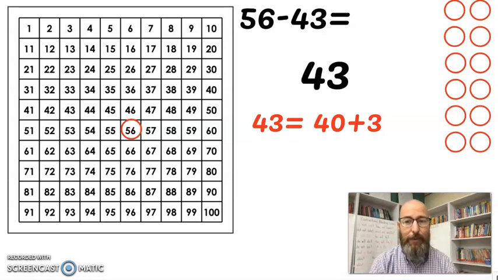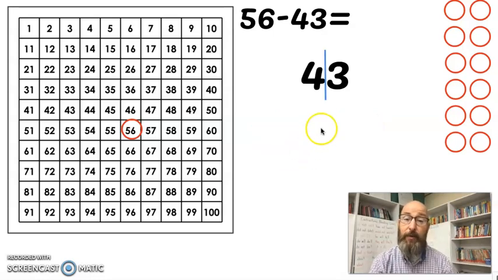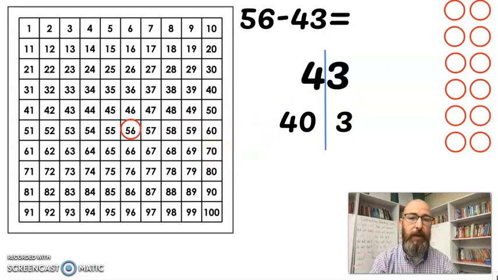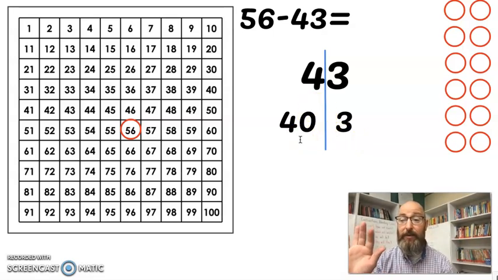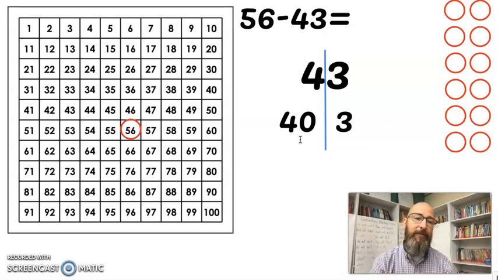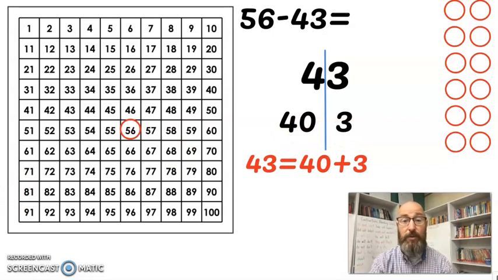Let's practice that anyway. We draw a line between it. We have the ones place. We have the tens place. So we have 3 ones, which makes 3. We have 4 tens, which makes 40. 10, 20, 30, 40. So we have a 40 there. So since I have a 40 and a 3 here, I know that 43 equals 40 plus 3. Now, I'm at the 40, and that means it's time to subtract.